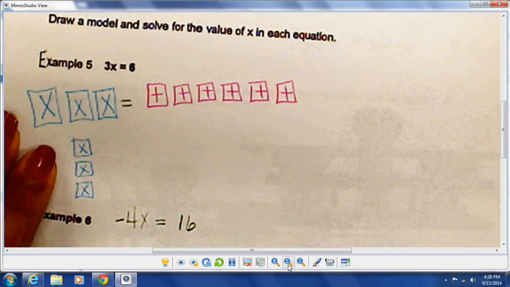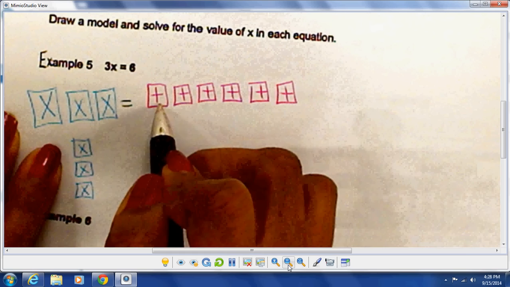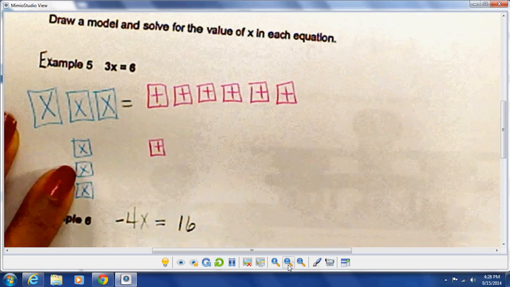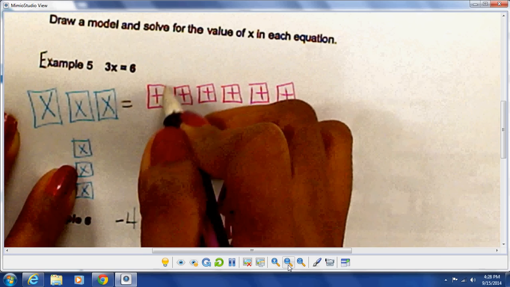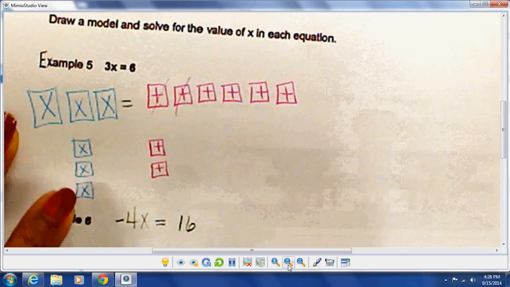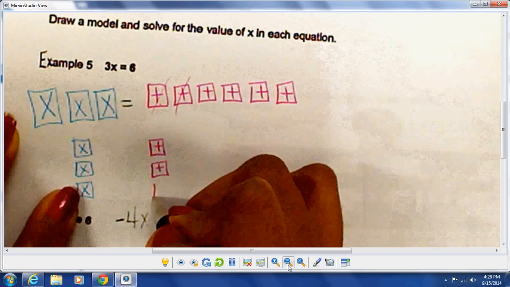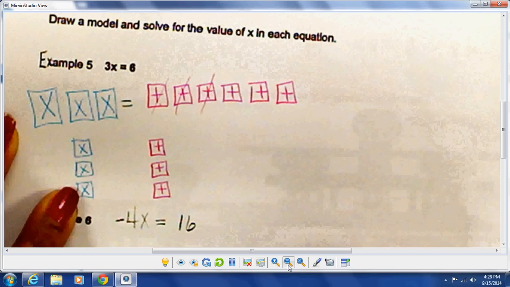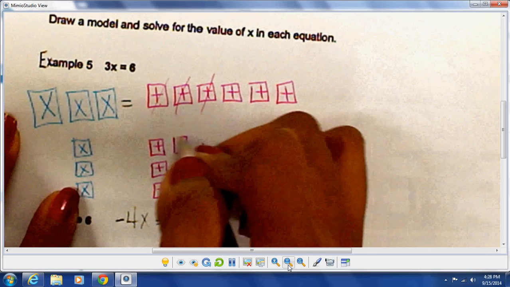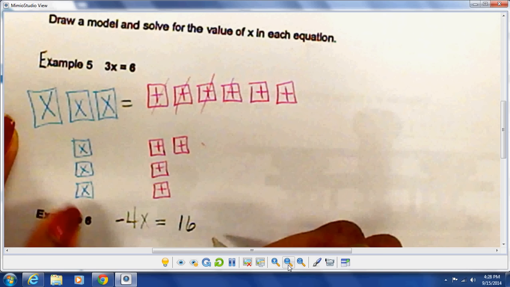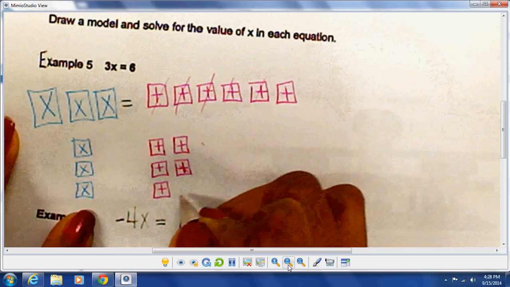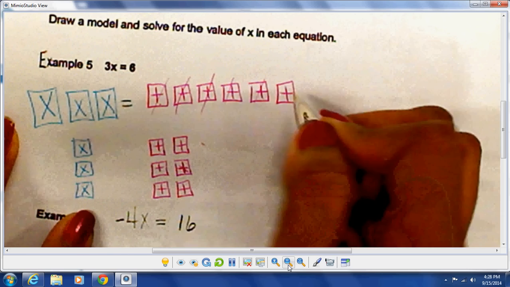So therefore, we're going to take this first positive and we'll give one to the first x. The next x needs a positive, so we're done with this one. Done with that one. The next x is going to need a positive. Done with that. Since I still have more positives, let's go back and start all over again. This x gets a positive. This x gets a positive. And the last x gets another positive.